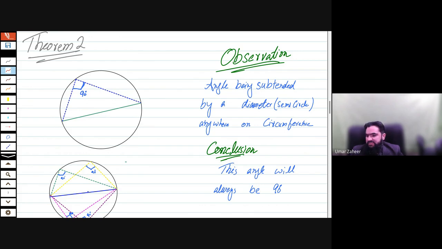Okay, now we have the second theorem. The second theorem states that if you subtend an angle from the diameter, the subtended angle is always 90 degrees. Look here, it is a diameter, meaning a line that passes through the center. So this line is known as the diameter. If you subtend the angle from the diameter, it will always be 90 degrees. Clear?